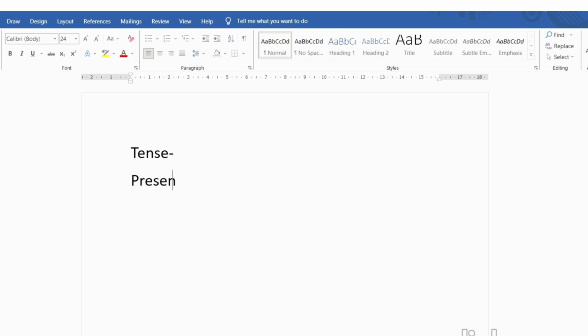Present tense talks about things happening right now. Whereas past tense talks about things which are already over. Future tense talks about things which are going to happen.